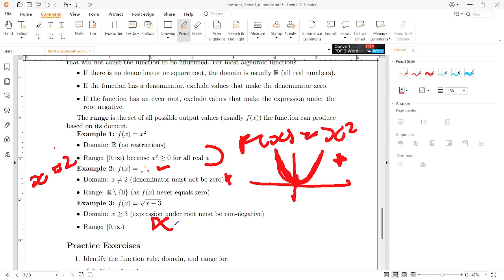So in that case, the domain will be all values above or equal to 3. The range, we are only focusing in this case on values from 0 to infinity.